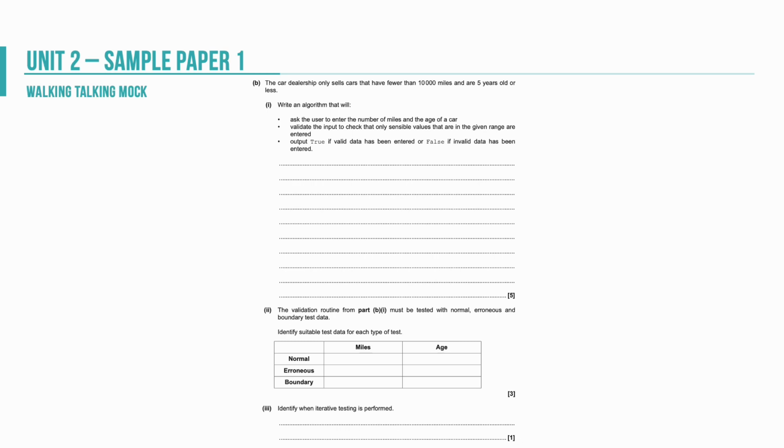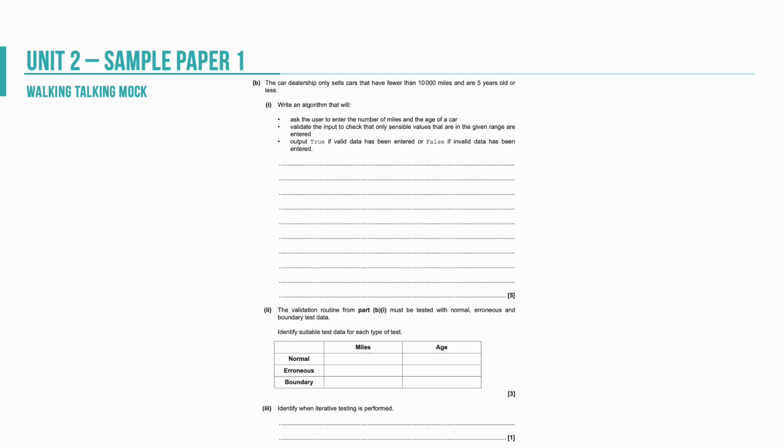They've also been really nice and they've bullet pointed exactly what we should do. The issue students have here is they look at the question and think, oh, I can't do that, so they don't write anything at all. The first bullet point, for example, is really easy. Ask the user to enter the number of miles and the age of the car. So we're going to get at least 1 of our 5 marks just for doing that.